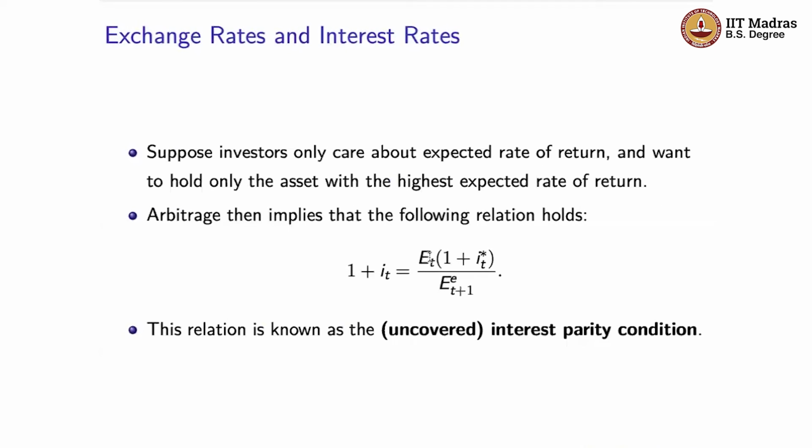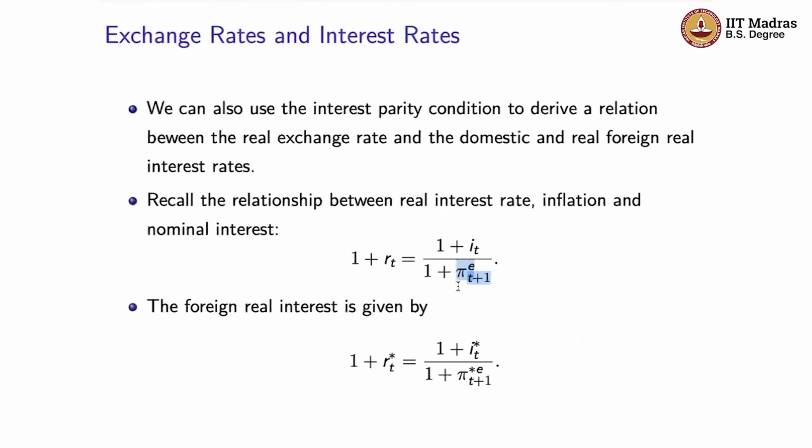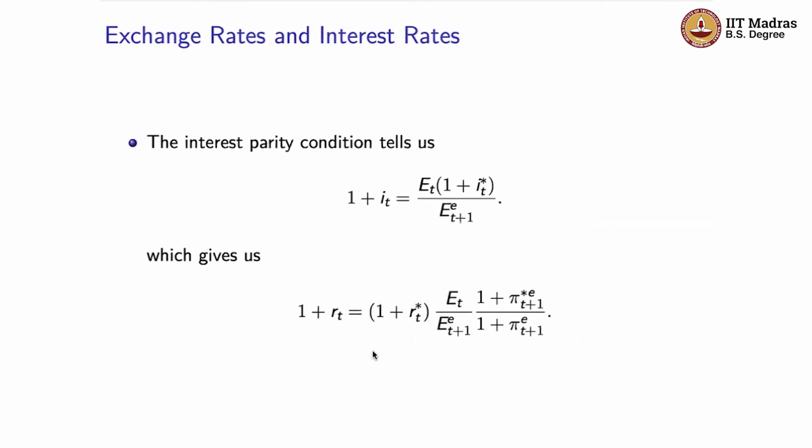What we want instead is a relationship not in terms of i, but in terms of R, and instead of the nominal exchange rate, we want the real exchange rate. The question is, what relationship would we get? Well, the idea is that we have to apply these relationships one by one. So we apply these two formulas to the uncovered interest parity condition, which is this.